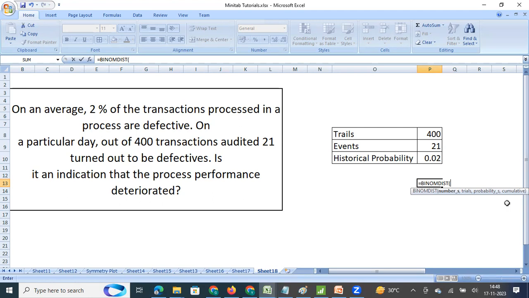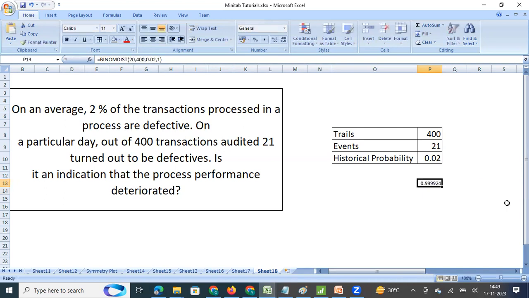I'll tell you why I am calculating for 20 errors, when our case study is actually designed for 21 errors. I'm going to calculate cumulative probability of 20 errors. Okay, I'll explain why I'm doing it. So at this point, number will be 20, trials will be 400, probability will be 0.02. And finally, do you want to calculate cumulative probability or probability? For probability, I can put 0 and close this formula. If I wanted to calculate cumulative probability, I have to enter 1. So at this stage, I'm going to enter 1 because I'm looking for a cumulative probability.